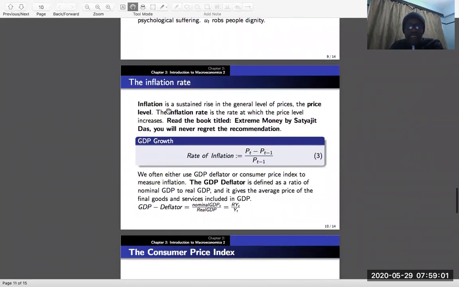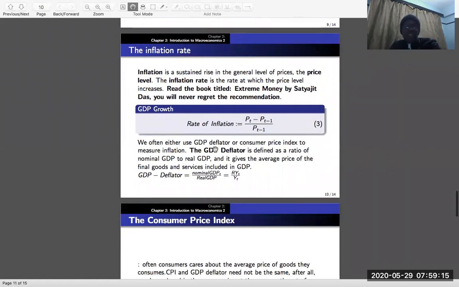Okay, so the inflation rate. Inflation is a sustained rise in the general level of prices, right? So the inflation rate is the rate at which the price level increases. Read the book titled Extreme Money. You will actually see this. This is an interesting read. You should spend time on it if you get time, right?